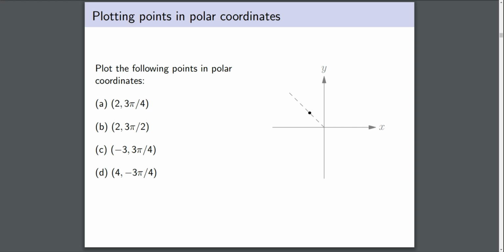For our second point, we have an angle of 3 pi over 2 radians. This is going to put me on the negative y-axis. So I go down 2 units on the negative y-axis, and point B is the point that's shown.